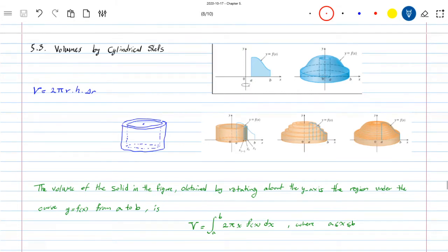Let's continue on chapter 5. Today we're going to talk about volumes calculated by cylindrical shells. The idea is very easy to follow.